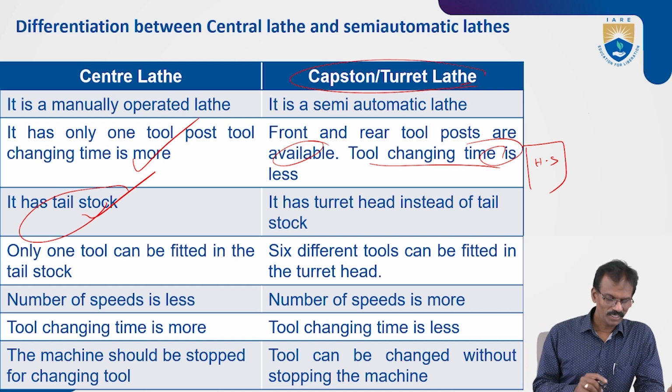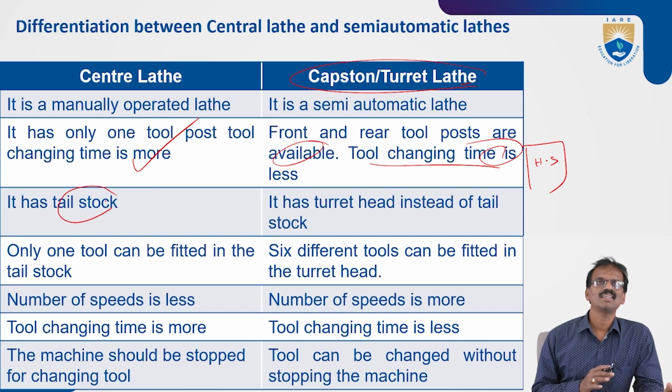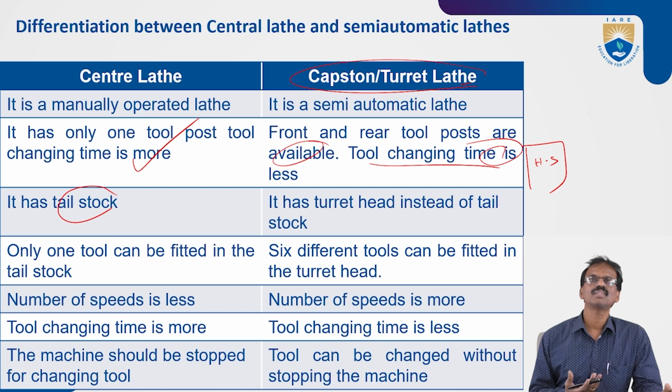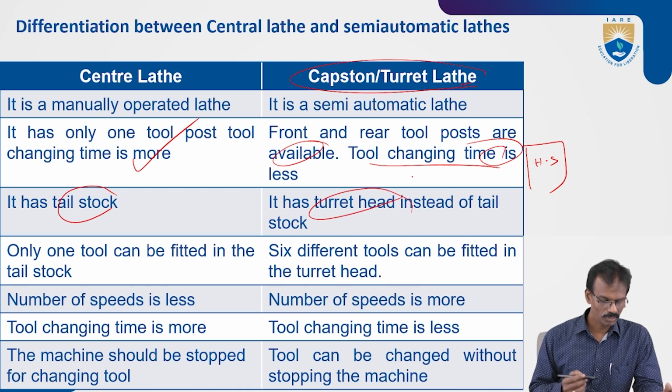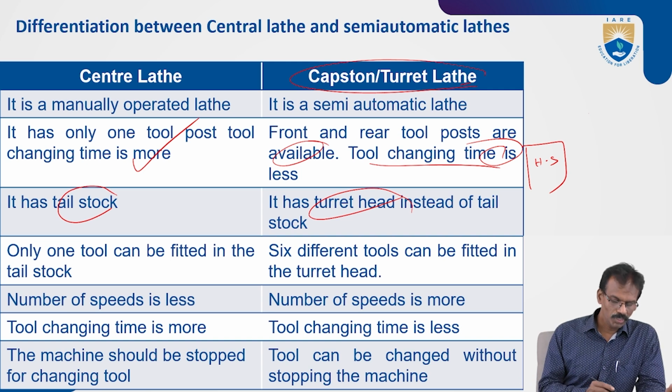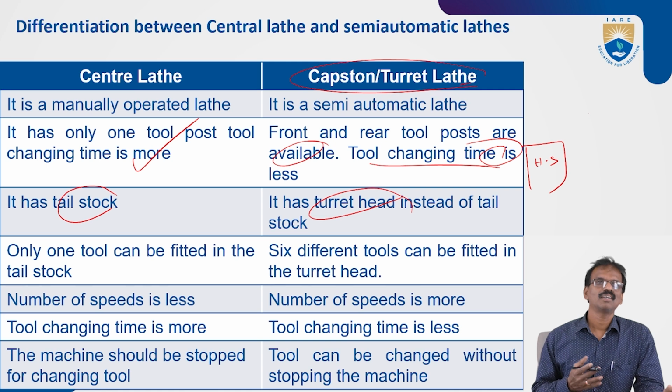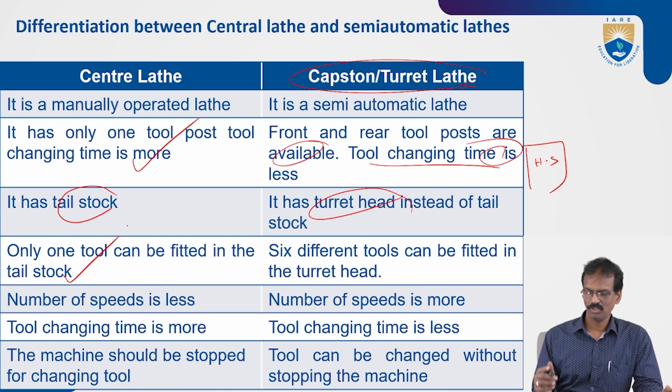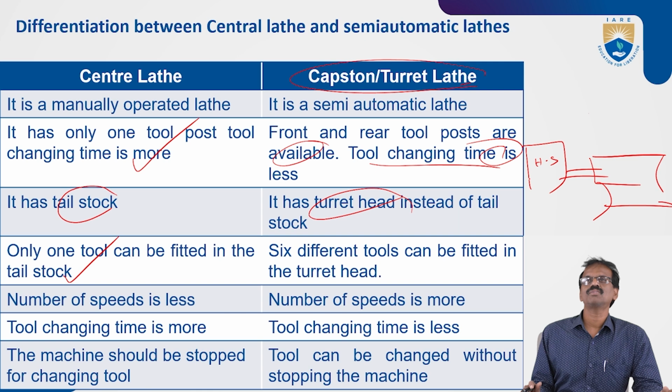So the central lathe machine has a tailstock. In the case of the turret head, instead of the tailstock, we fix the turret head. So that is the main difference between the central lathe and the capstan lathe. Only one tool can be fitted in the tailstock. We know that there is only one accommodation in the tailstock, so here we can fix the tool bit which is required for the operation.